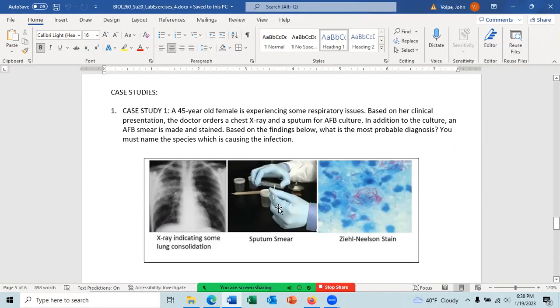And then the person gives sputum. Do you know what that is? A spit culture. Yeah, I got that. AFB culture for acid-fast bacteria. And then they did the Ziehl-Neelsen stain on it. What do you notice in the Ziehl-Neelsen stain?